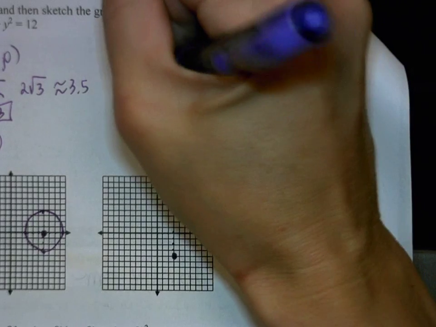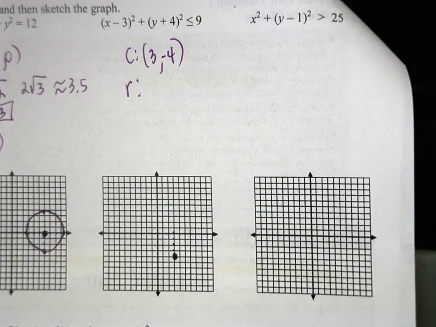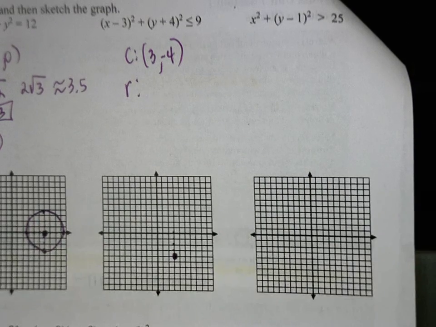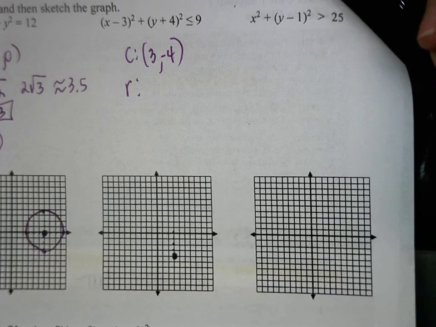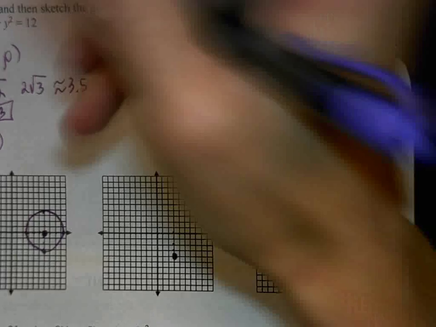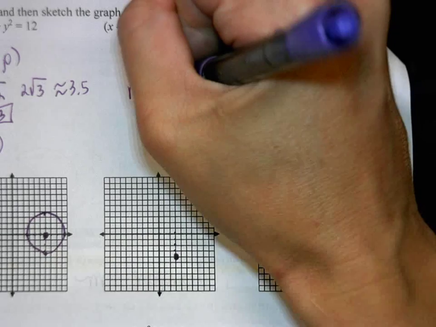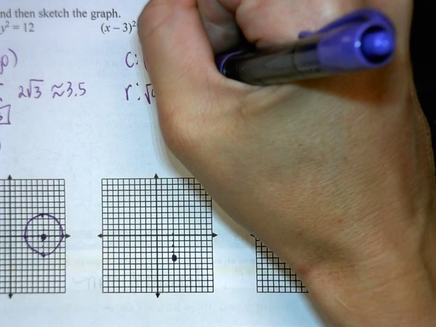How do I find my radius? Please help me out, Aaron. Divide the line. Square root. Very good. Square root of 9. And what is the square root of 9? 3. Very good.